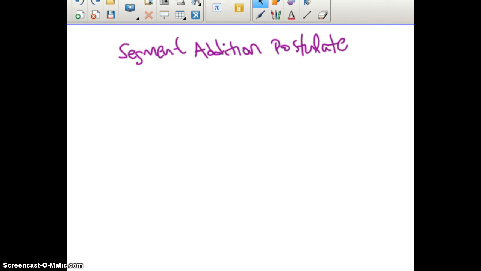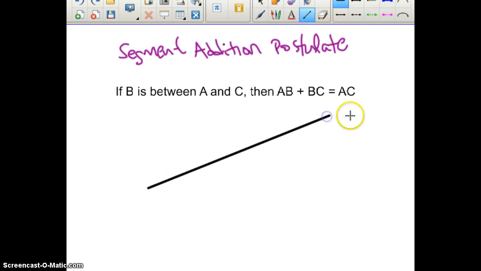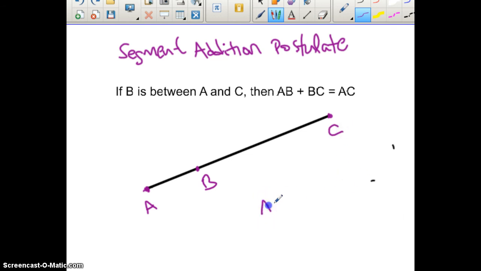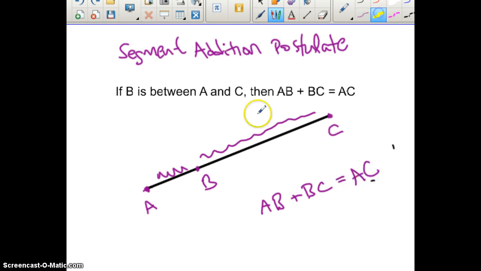Specifically, the segment addition postulate says if B is between A and C, then AB plus BC equals AC. Well, let's talk about what that means. If you had a line segment, and on that line segment we put B between the endpoints A and C, then the distance from A to B here added to the distance from B to C here will be equivalent to the distance from A to C, the whole thing represented by that.